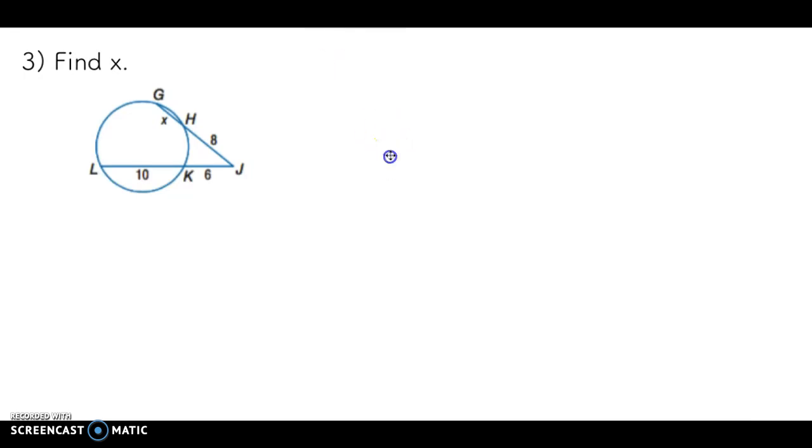All right, based on that theorem, I know that I can multiply JG times JH and set that equal to JL times JK. JG, we don't know the entire length, but I do know that it's x plus 8, and I know JH is 8. And I know JL is going to be 10 plus 6, and then JK is just 6. So working this out with algebra, I end up getting that x is equal to 4. And you're done.